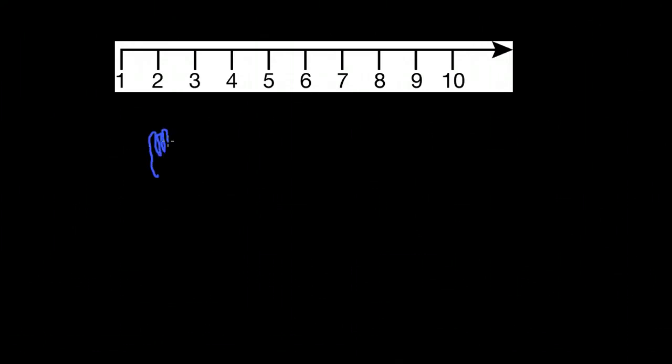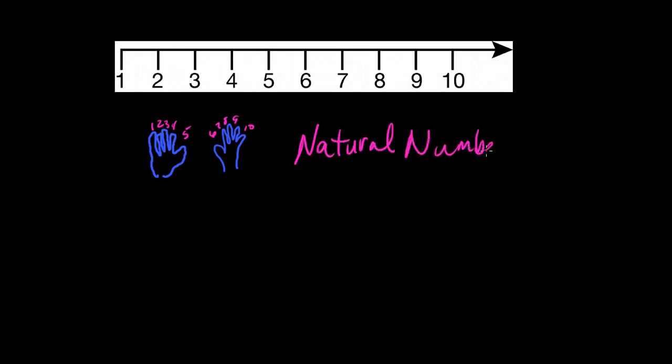we have two hands, and on those two hands we have 1, 2, 3, 4, 5, 6, 7, 8, 9, 10 fingers. These numbers start at 1 and go on infinitely, but our first familiarity with them goes to 10. These numbers are called the natural numbers. That's our first category of number, right?